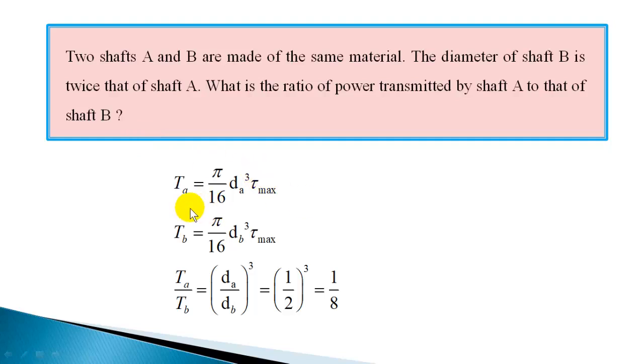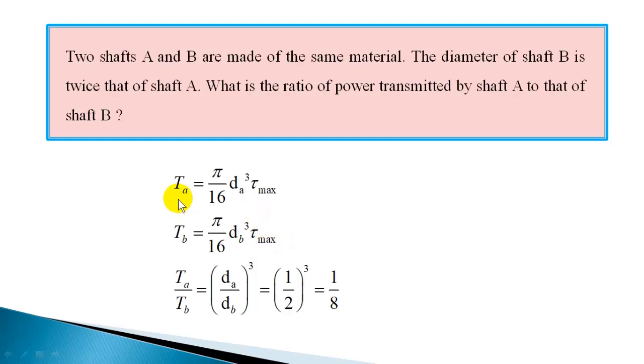The torque transmitted by a shaft is given by pi by 16 d cube into tau max. So for shaft A, you can find out TA as pi by 16 dA cube into tau max. Since the materials are the same, the maximum shear stress is the same, I'll put it as tau max. Therefore, for shaft A, the torque transmitted is TA, and the diameter is dA. Now for shaft B, the torque transmitted by that shaft is pi by 16 dB cube into tau max. So tau max is the same, okay.